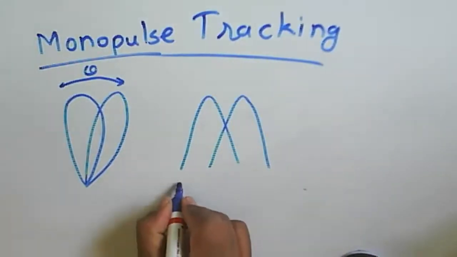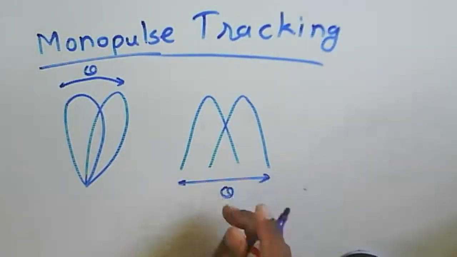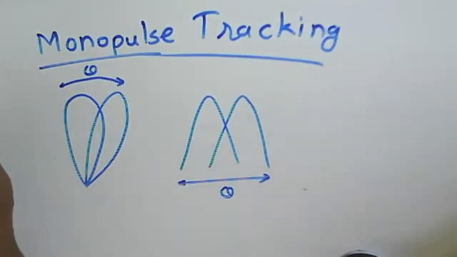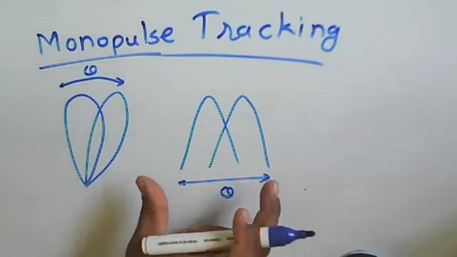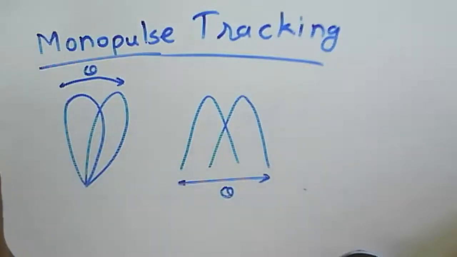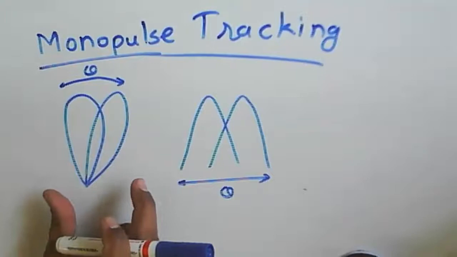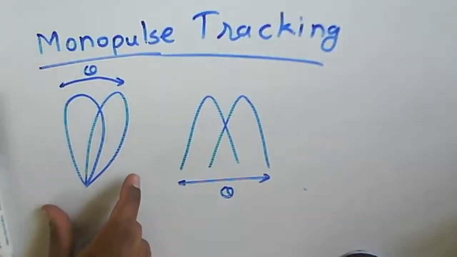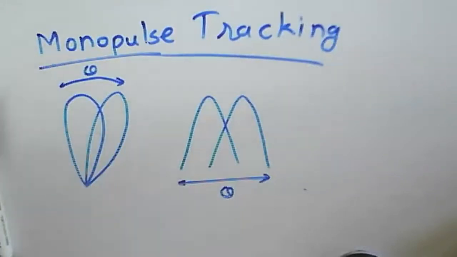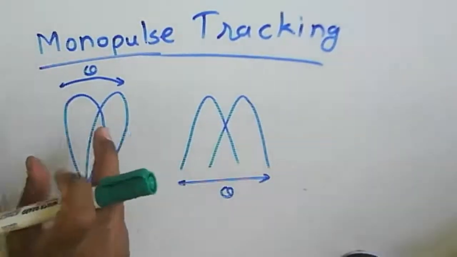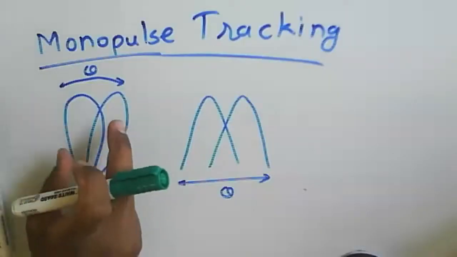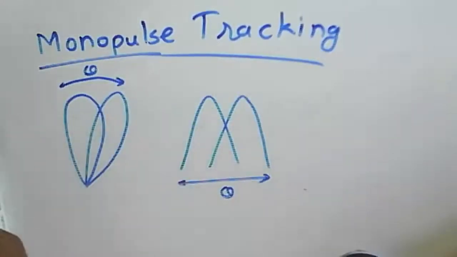So in that case, the variation will be the angle covered by this particular antenna, which is theta. These are the two beams here. If I consider these two beams and add them, these are the two squinted beams. Squint angle means what?